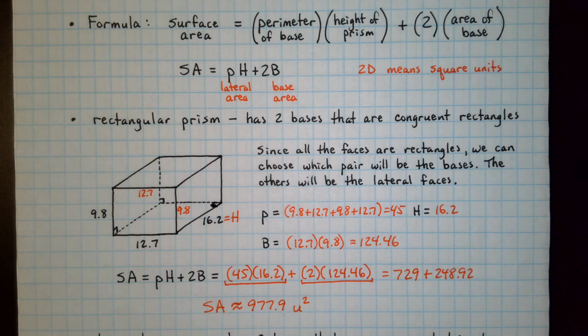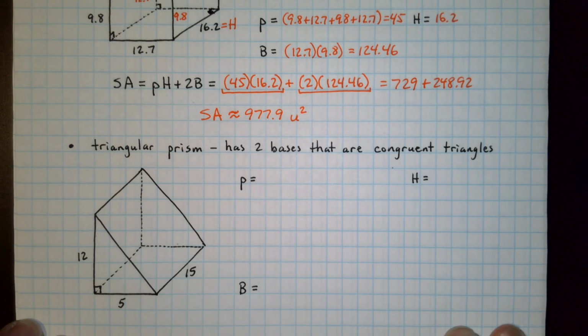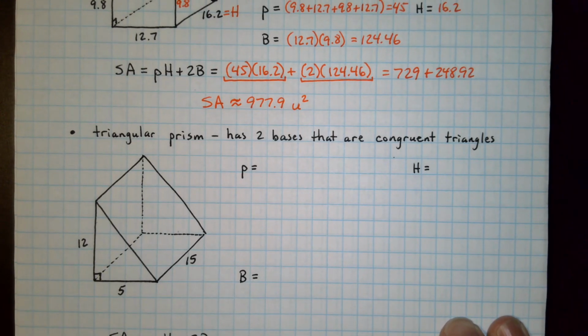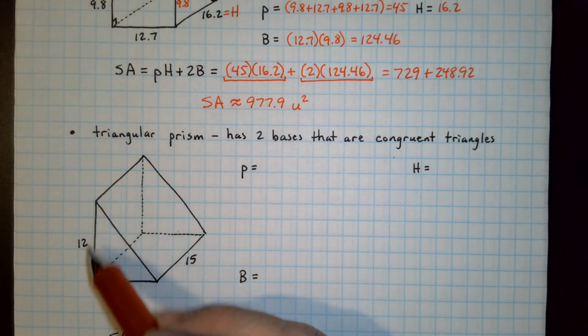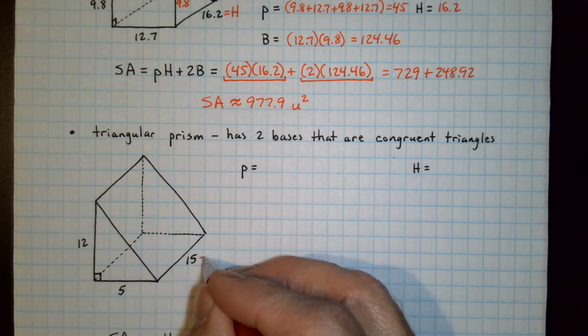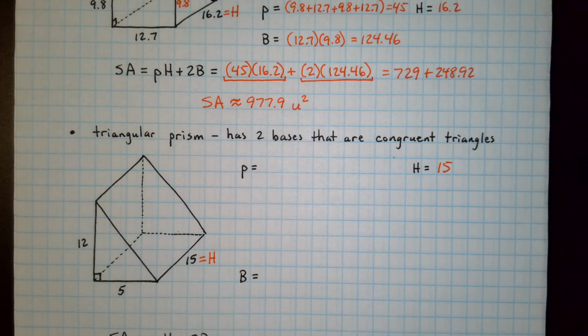Well, you can have other kinds of prisms. Prisms are always named according to the shape of the base. We have two triangles for bases in this prism. We have to go through the same process, though. We need to find the perimeter. We need to find the height. We need to find the area of the bases. Well, the triangles are the bases, so that means the distance between them here is 15. That's the height. So 15 for the height.